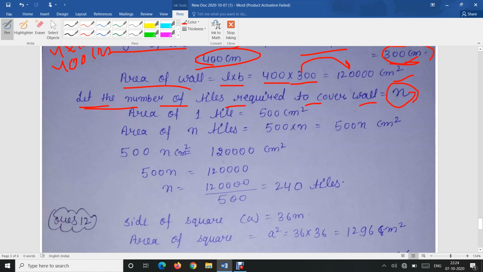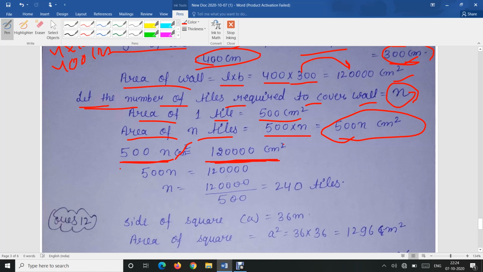Now I told you that the total area of the total number of tiles will be equal to the area of the wall. So for that you have to find out the total area of the n tiles. If the area of one tile is 500 centimeter square, which you have found above, then the area of n tiles will be equal to 500 multiplied by n, which is 500 n centimeter square. Now, the area of the total tiles will be equal to the area of the wall. So 500 n centimeter square will be equal to 1,20,000 centimeter square.